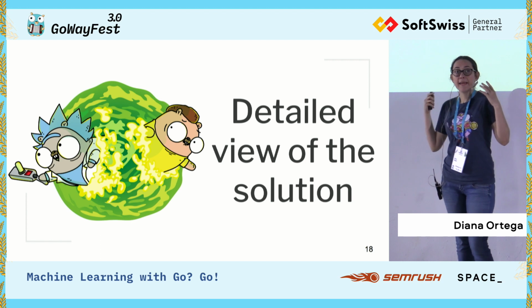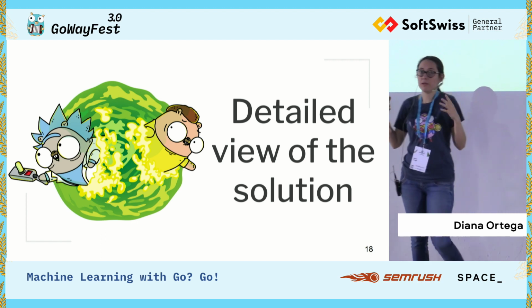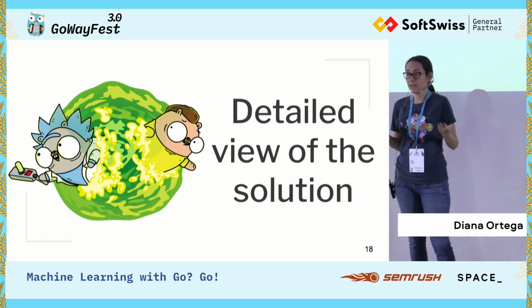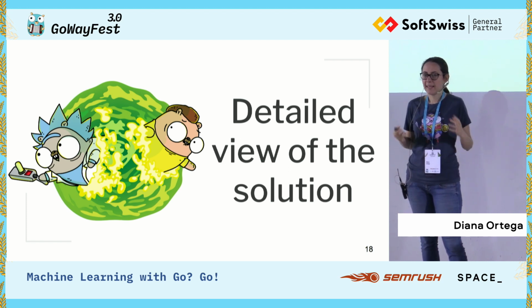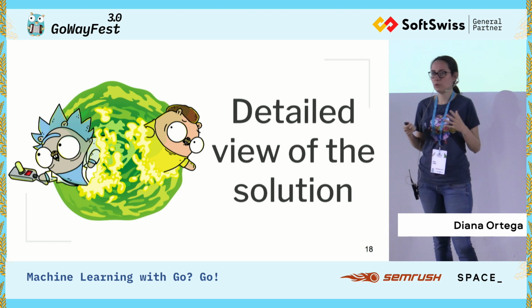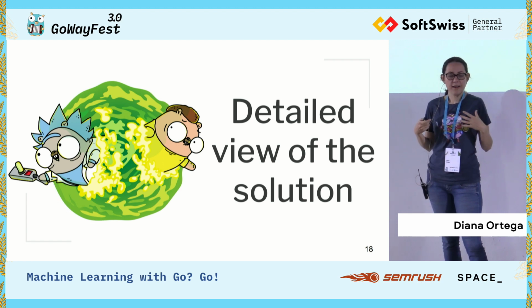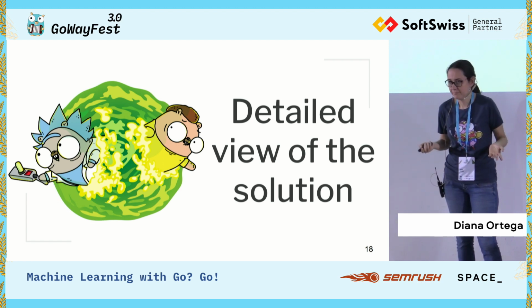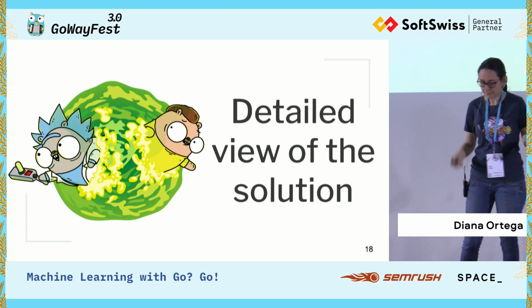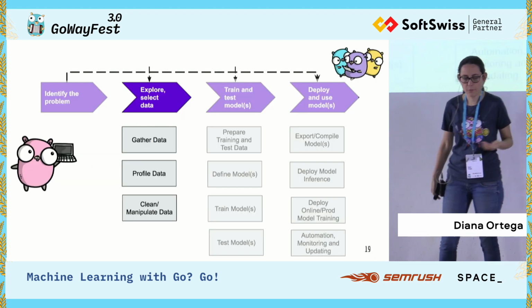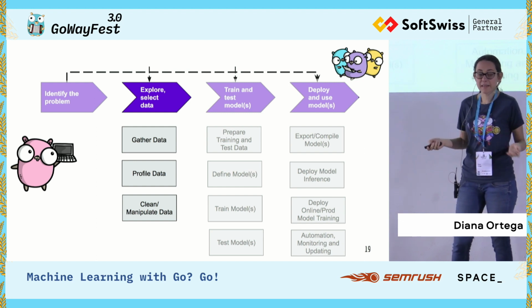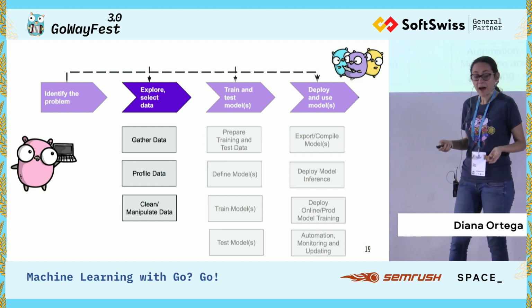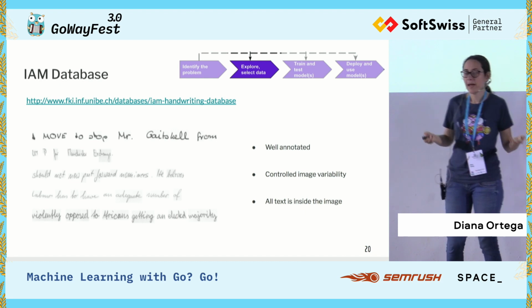So when I had to develop this project, I did it using Python, Java, and TensorFlow. But let's move to a universe where I'm using only Go. What happens? Well, I already identified the problem. Let's start exploring and selecting data. Okay, I select the data.